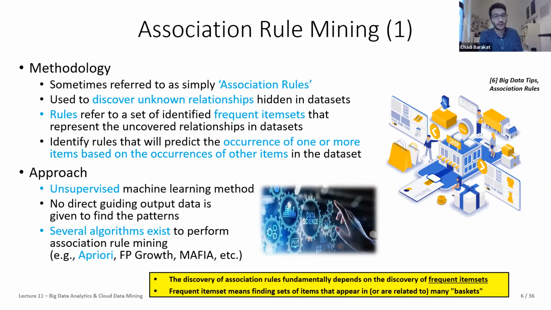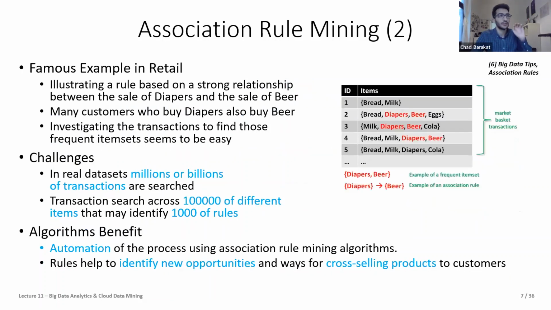For association rule mining, there are several approaches, several algorithms that exist, and each of them is adapted to specific situations, or they are just evolutions of the original algorithm. We'll talk about Apriori versus FP-growth in the coming slides. But mostly the concept of association rule mining is all based on one famous example, which is this one.